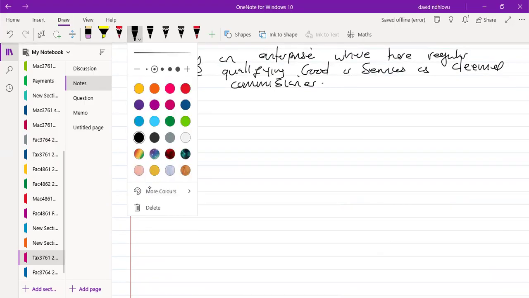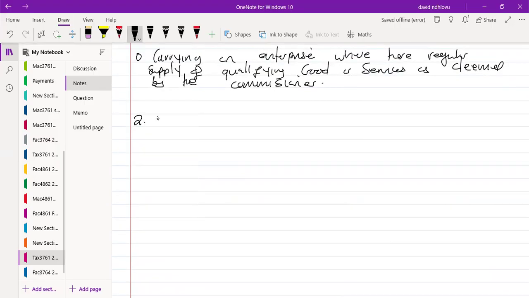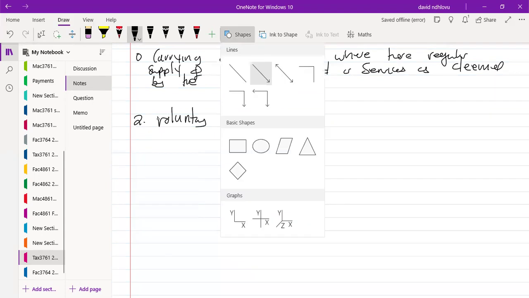Then we have what we call voluntary registration. Any question on the compulsory one? No. Right, so we want to look at voluntary registration.